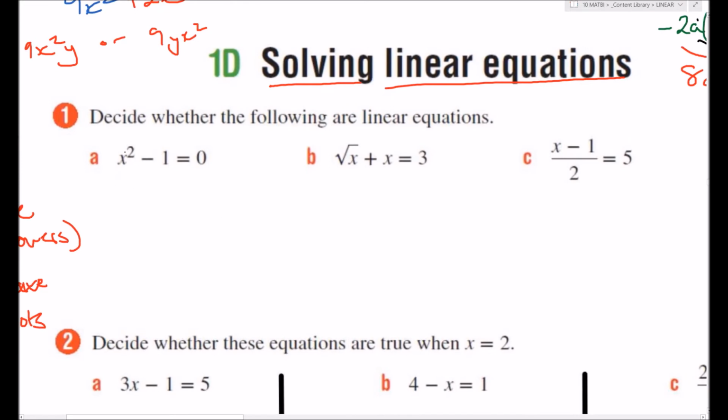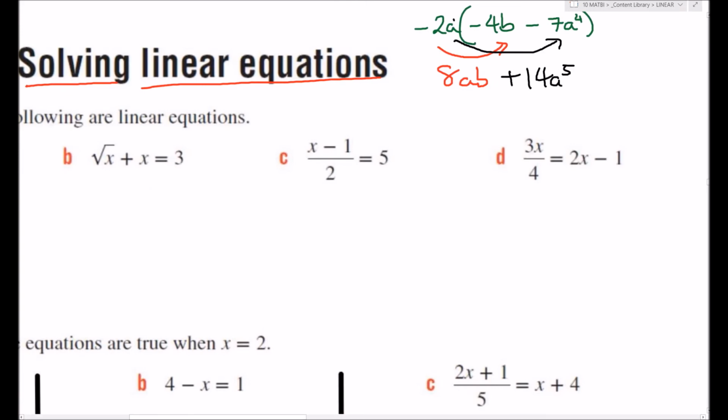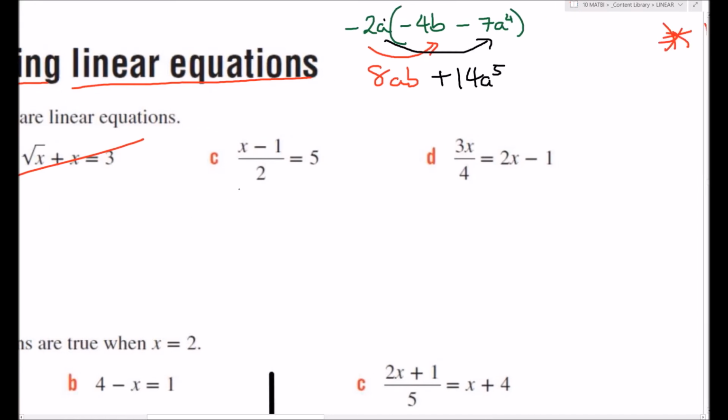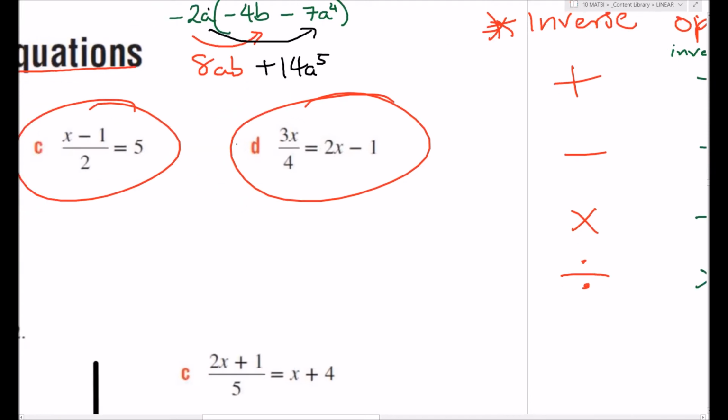x squared, well, there's an x squared there, so that's not a linear equation. Here you've got square root x plus x, so there's a square root, so that can't be a linear equation. Here you've got an index of just 1, so there's no squares, and there is an equal sign, so it's indeed an equation. And same with this, even though you move the x over to the other side to isolate the x's, in this case that would definitely be an equation, and there's an equal sign.